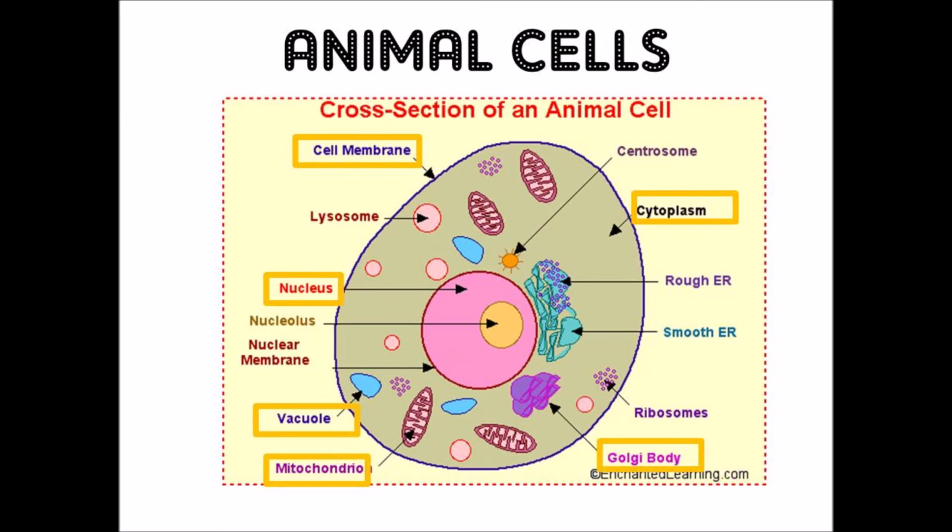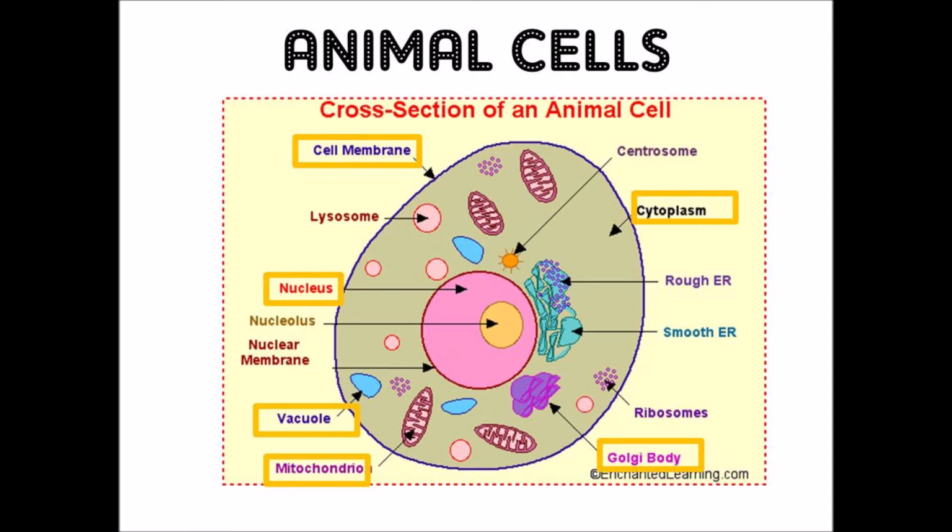This is an example of an animal cell. We are going to study some parts of animal cells. We are going to study the cell membrane, the nucleus, the vacuole, the mitochondria, the cytoplasm, and the Golgi body or Golgi apparatus. Each part has a different function. Let's see.